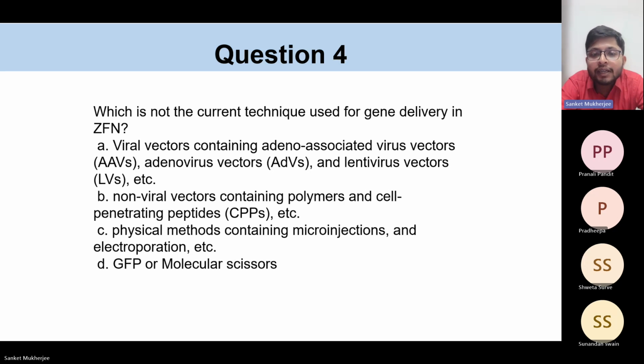Viral vectors containing adeno-associated virus vectors, AAVs, or adenovirus vectors, ADVs, and lentivirus vectors, LVs, etc., or non-viral vectors which contain polymers and cell-penetrating peptides, etc. Physical methods containing microinjections and electroporation, or GFP or molecular scissors. Which of the techniques cannot be used for gene delivery? That's the question.